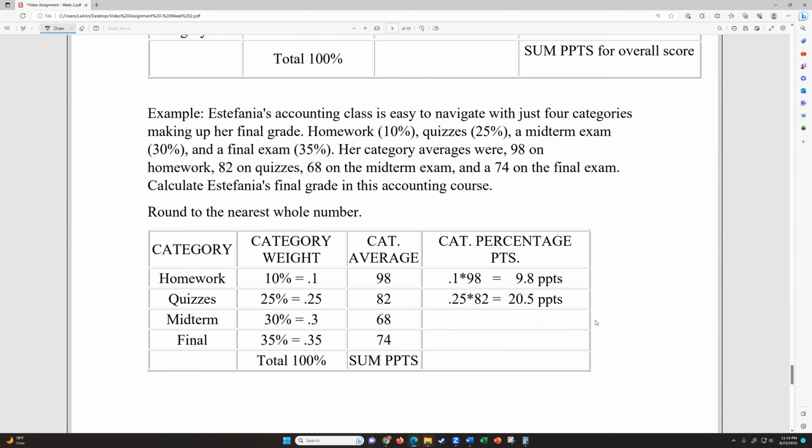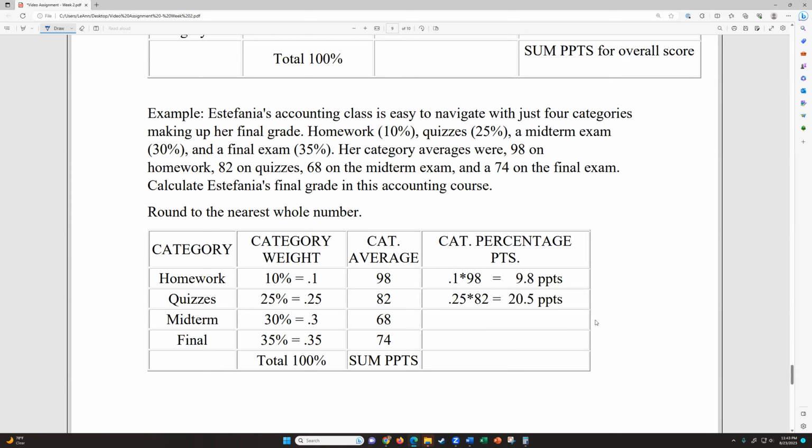So I've already started a little bit of this. You multiply your decimal for the weight, so that percentage as a decimal, times the average for that category. So 0.1 times 98 is 9.8 points. So the best you could do in homework, think about it, is if you had a category average of 100%, so all your homework was 100%, times 0.1, the most you can earn towards your final grade in homework is 10 points. So Estefana did pretty good. She got 9.8 percentage points out of a possible 10.